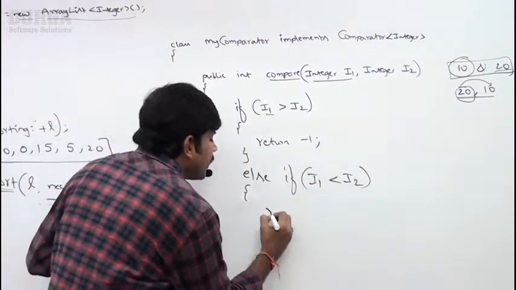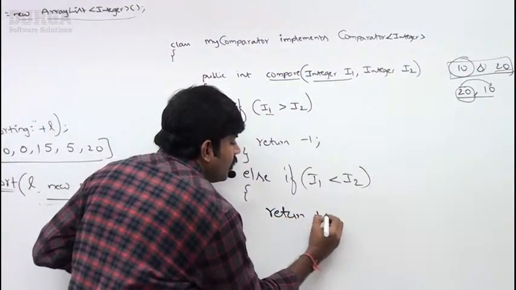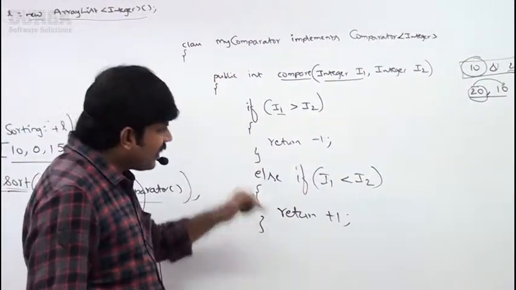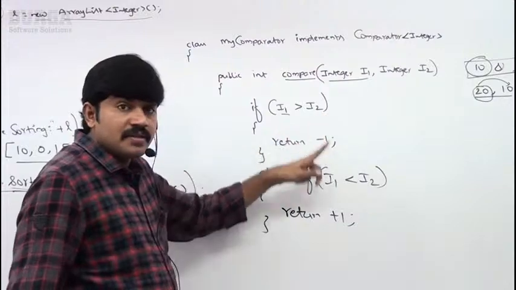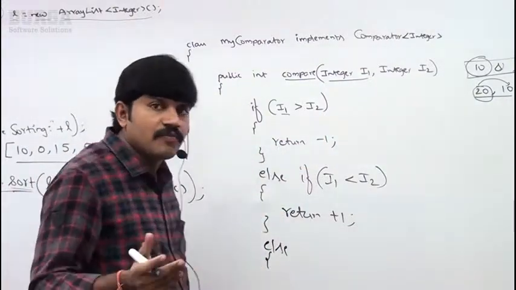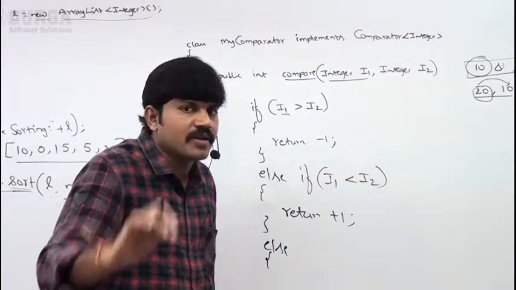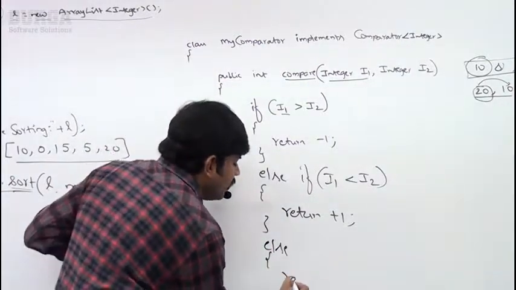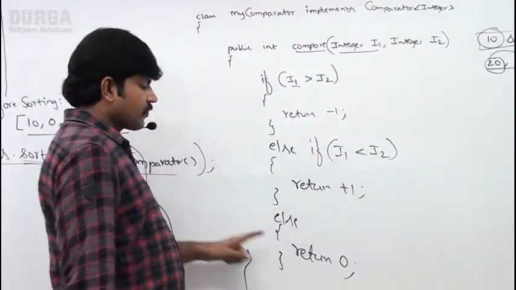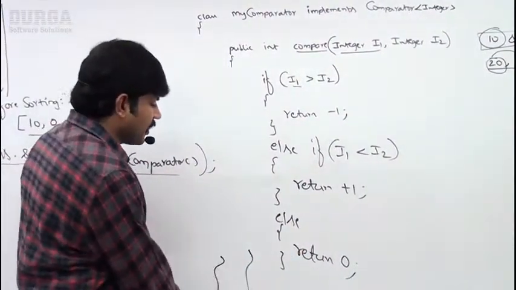That's why return +1. Else, it is not greater and not smaller, so automatically both are equal. If both are equal, we are not required to insert that element, no problem at all. Return 0, like this I'm taking.